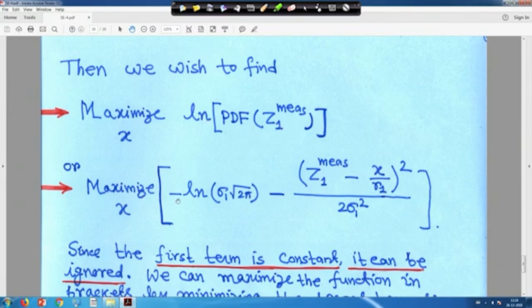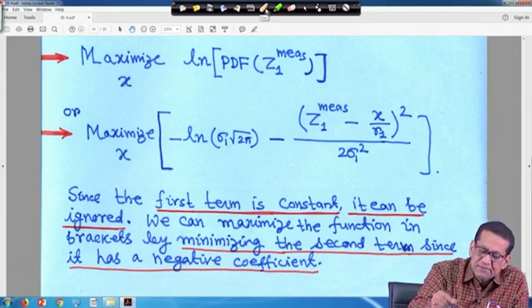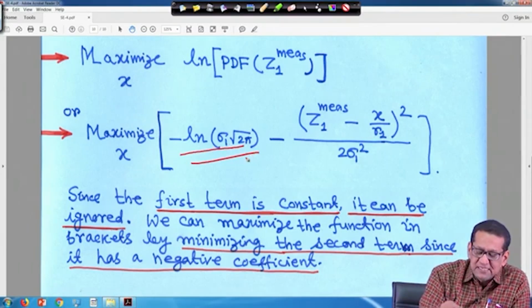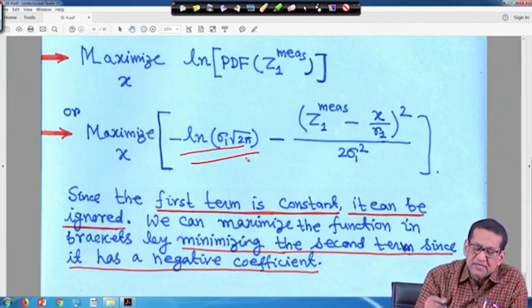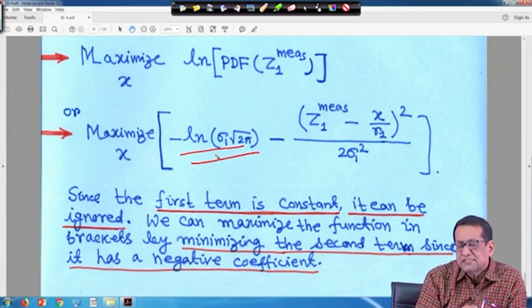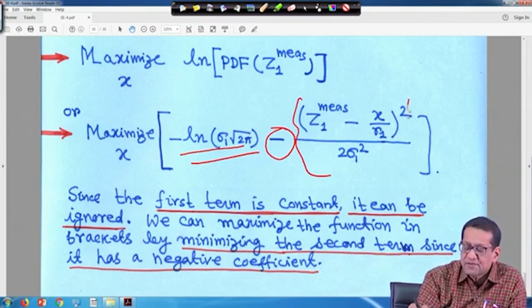So, this will be maximized: minus ln sigma 1 root 2 pi, and minus (Z1 measure minus x upon r1) whole square upon 2 sigma 1 square, because we have taken the natural log. Now, since the first term is a constant, generally to maximize we take d/dx, but the derivative of that first term is 0 because it is a constant, and a minus sign is there before the second term.